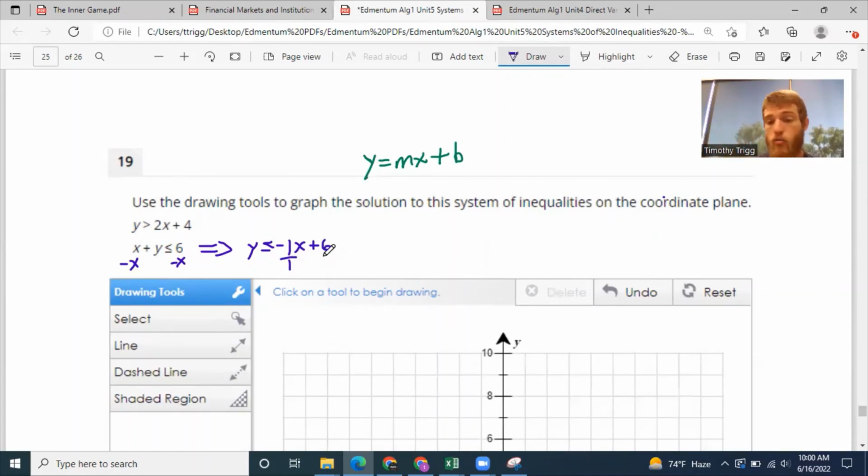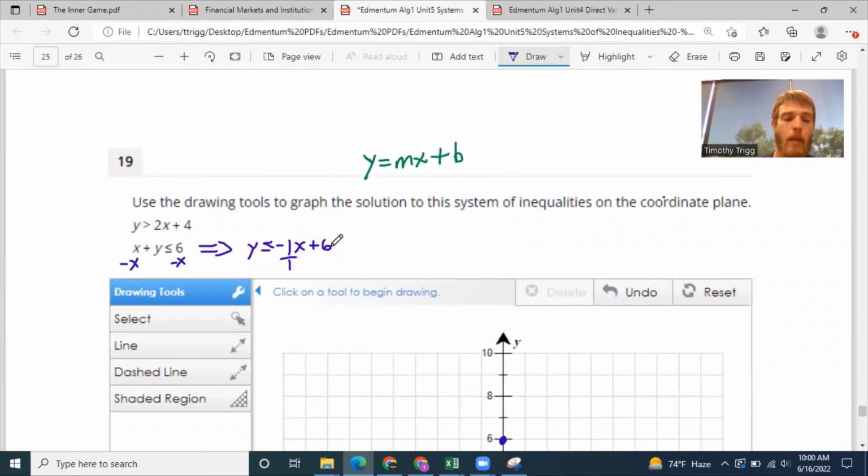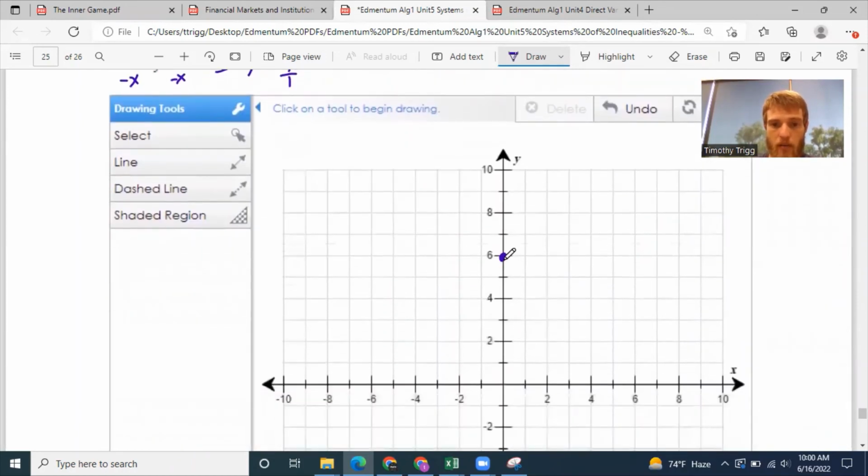So let's draw this inequality to start. I know my y-intercept is 6. So on the y-axis, I put a point at 6. That's our b, that's the y-intercept. Then from there, we're going to use our slope to continue this line. So down 1 over 1. From here, down 1 over 1, and the slope will continue in that way.